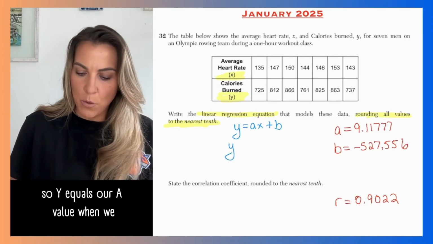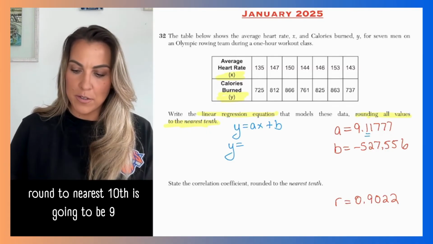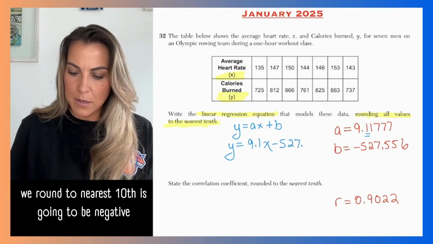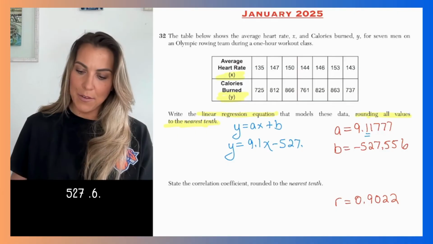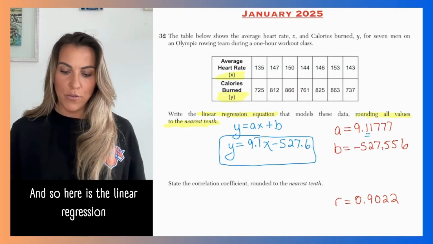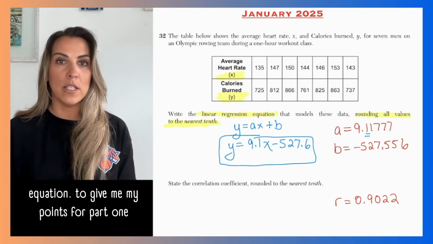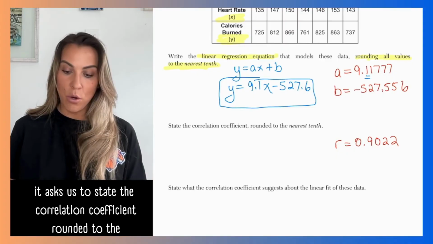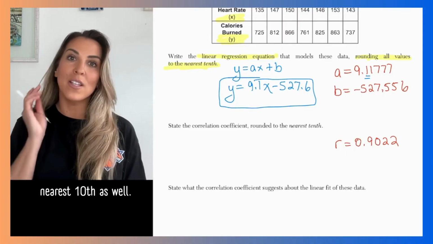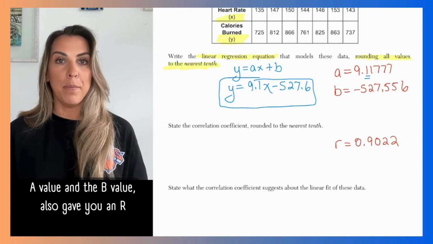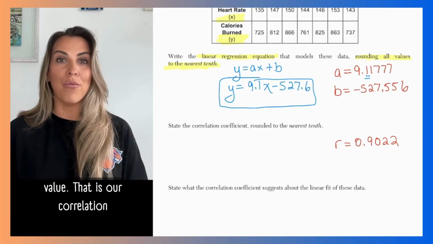So y equals, our a value when we round to the nearest tenth is going to be 9.1. And our b value when we round to the nearest tenth is going to be negative 527.6. And so here is the linear regression equation that's going to give me my points for part 1 of this question. Now it asks us to state the correlation coefficient rounded to the nearest tenth as well. On that same screen in your calculator where it gave you the A value and the B value, it also gave you an R value.